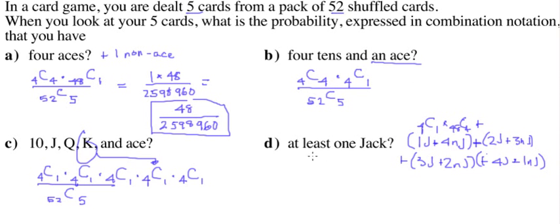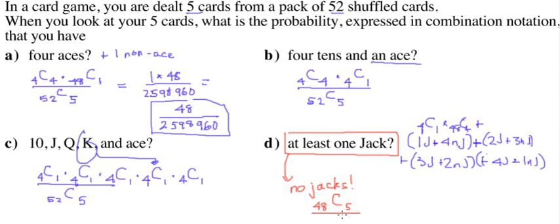Yes, there is. The other way is, what's the opposite of this? What's the complement of I got at least one jack? The complement of this is I didn't get a single jack. No jacks at all. What's the probability of getting no jacks at all? That would mean there's 48 cards in the deck which are not jacks, and you got 5 of those out of 52C5. This is the probability of getting no jacks whatsoever. 1 minus that would be the probability that you didn't get 0 jacks, meaning you got 1 or 2 or 3 or 4.